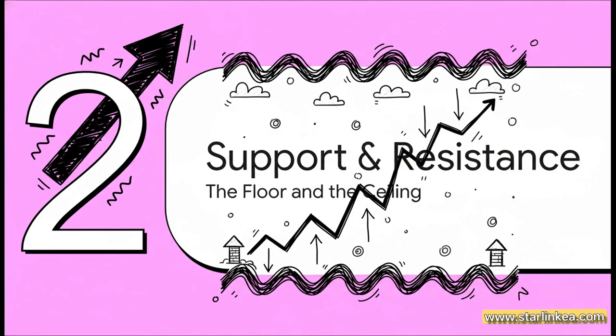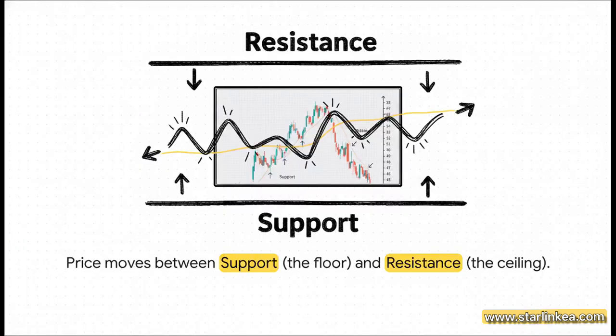Okay, so if the trend is the main direction, what stops the price from just shooting off in a straight line forever? Well, that brings us to our next big idea: support and resistance. The easiest way to think about them is as the floor and the ceiling for the price. You can literally see it happening on this chart. When the price falls, it hits a level and bounces back up. That's support, that's the floor. And when it rises, it hits another level and gets pushed back down. That's resistance, the ceiling. The price is just constantly moving between these two invisible barriers.